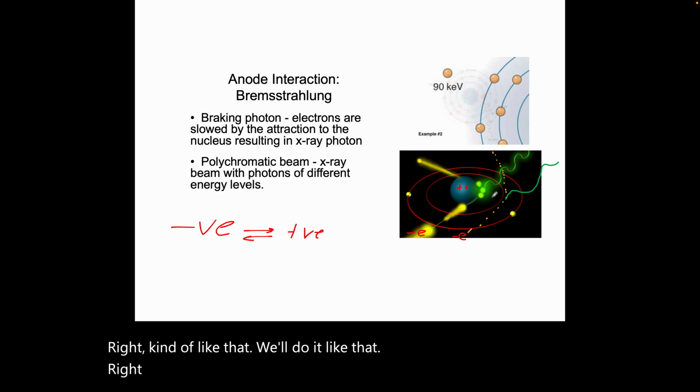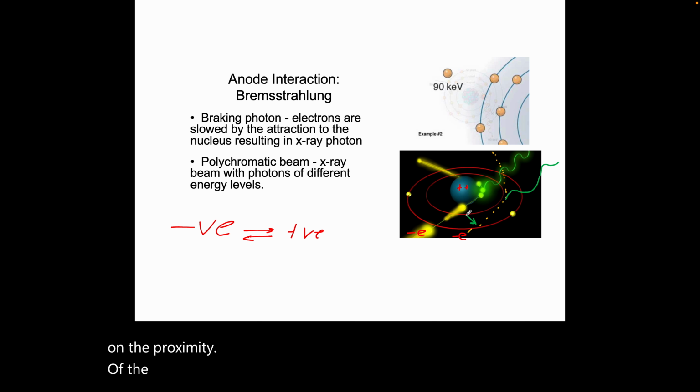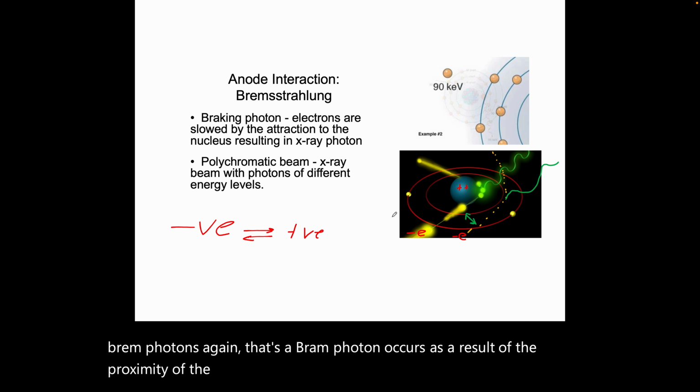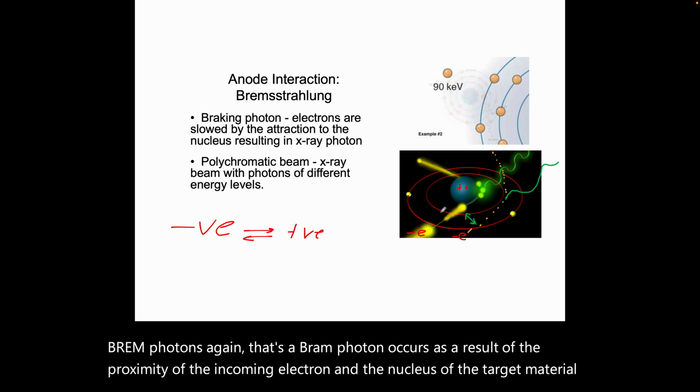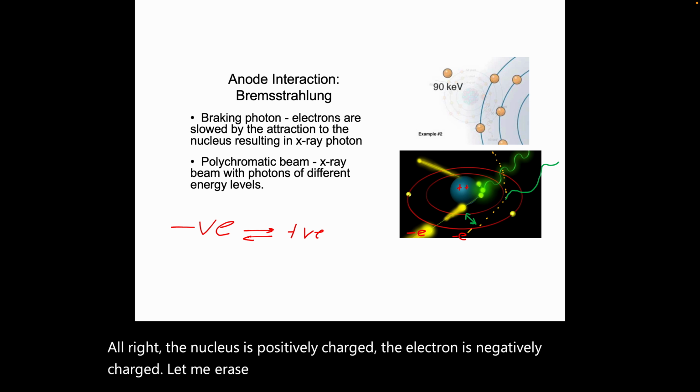So the energy of the Brem photon created is dependent on the proximity of the electron to the nucleus as it approaches the nucleus, right? So that's Brem photons. Again, a Brem photon occurs as a result of the proximity of the incoming electron and the nucleus of the target material. All right, the nucleus is positively charged, the electron is negatively charged. Let me erase all this.